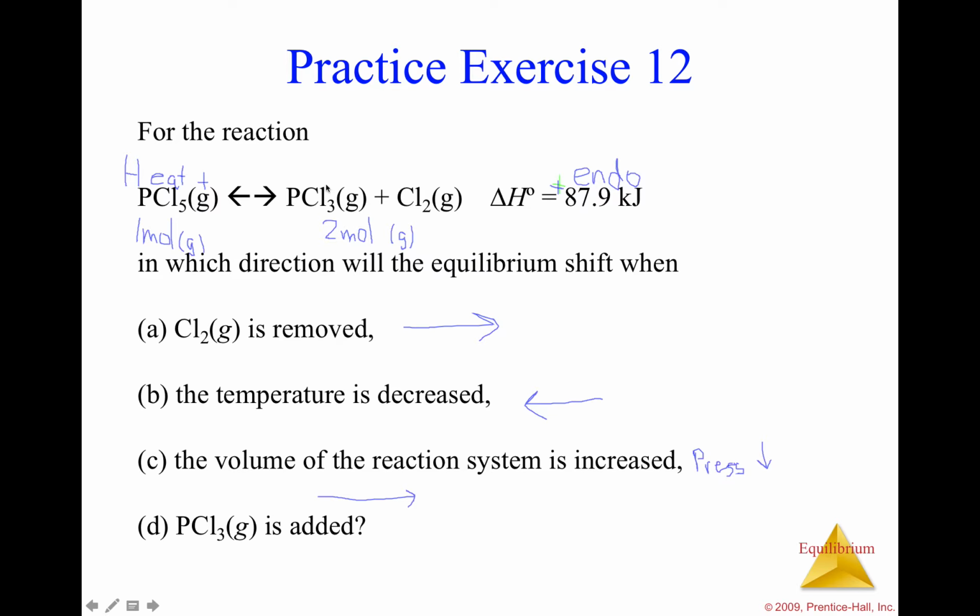How about if I add PCl3? So PCl3 is my product. If I add more product, I've got too much product, so what's going to happen? I need to use up that product. How do I use up product? I shift to the left.